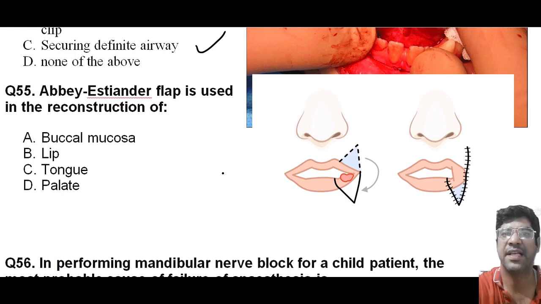The Abbe cross lip flap is used for reconstruction of the lip. It is a surgical technique specifically designed to address full thickness loss of the lip. The technique involves the use of local flaps to repair the lip defect, and it is most commonly used for lip reconstruction when there is a significant defect that requires tissue transfer from one area of the lip to another.